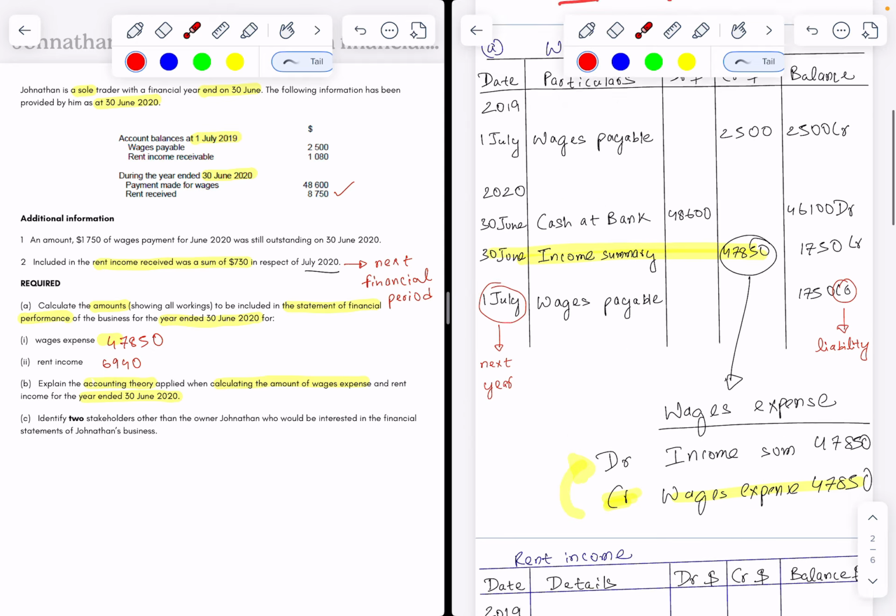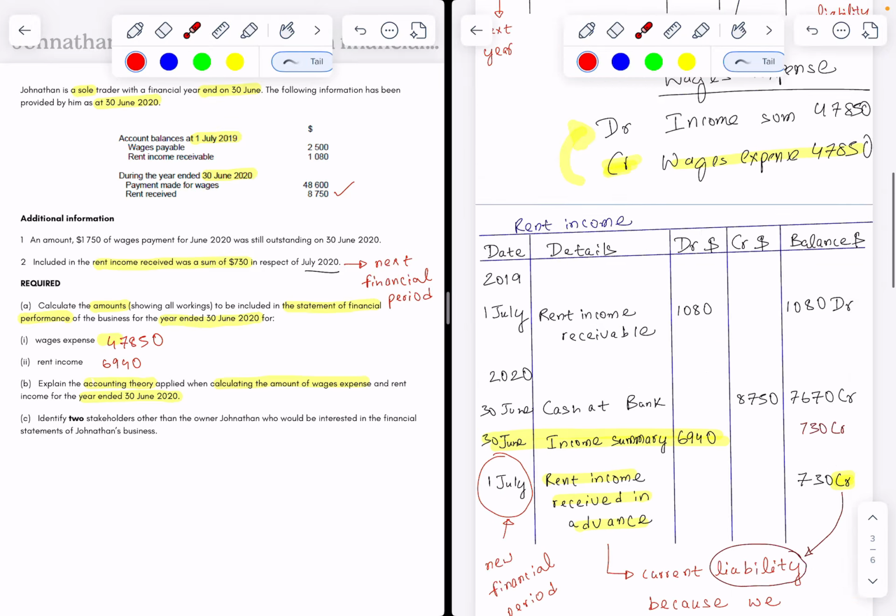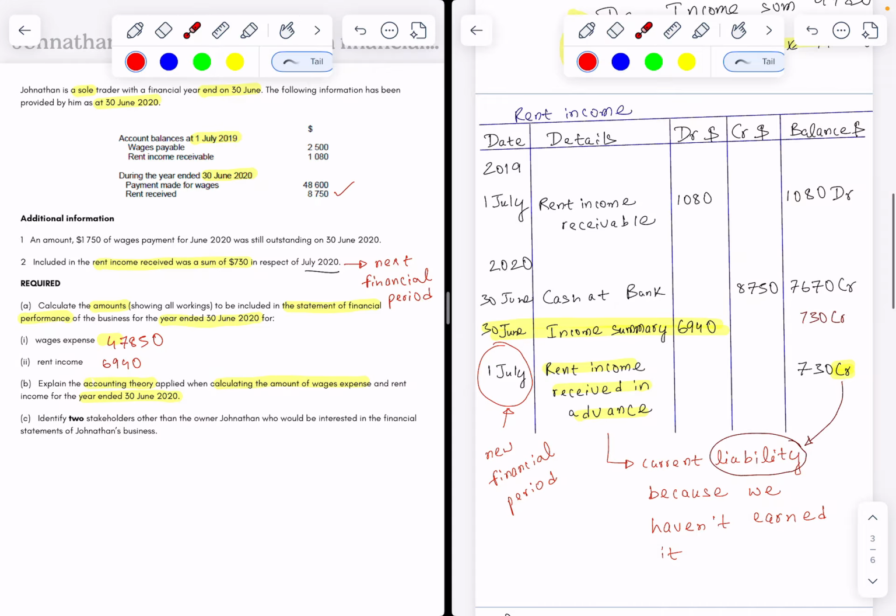So here you can see for rent income, we are including $8,750 on the credit side because obviously it's an income at 30 June 2020, with the relevant cross-reference in the particulars column being the cash at bank account. So we have $8,750 credit, and previously we had a net balance of $1,080 debit, which means we have a mismatch, and obviously we have more credits than debits, so we will subtract the two numbers from each other, and then we get $7,670 with a net balance of credit, obviously because we have more credits than debits.